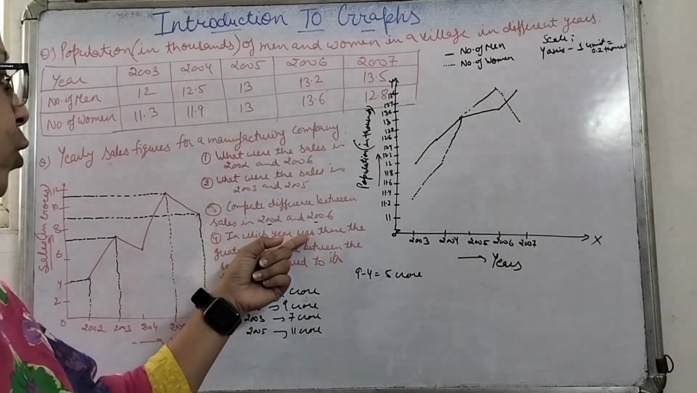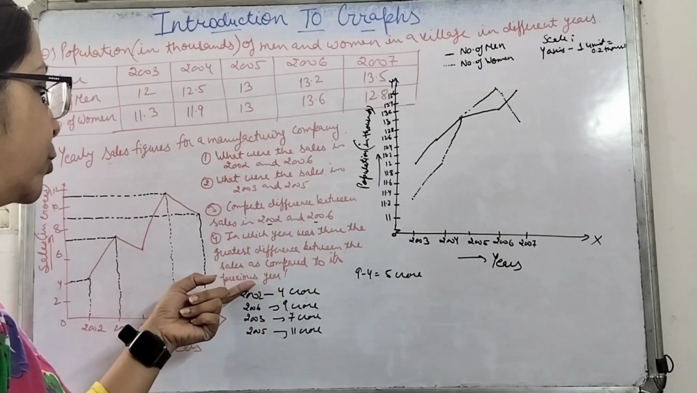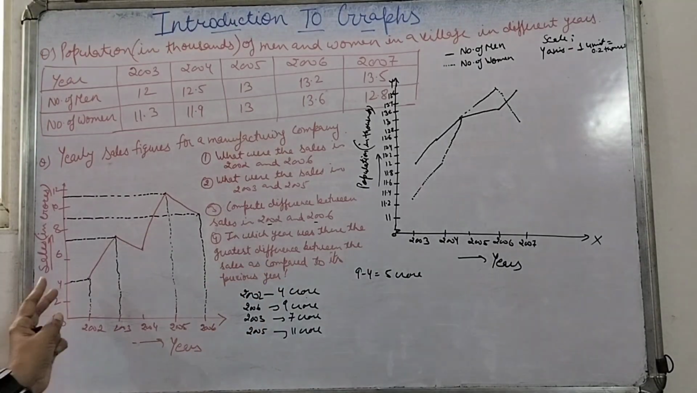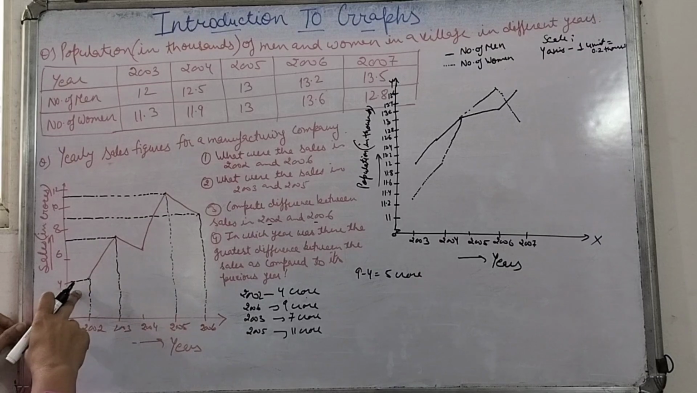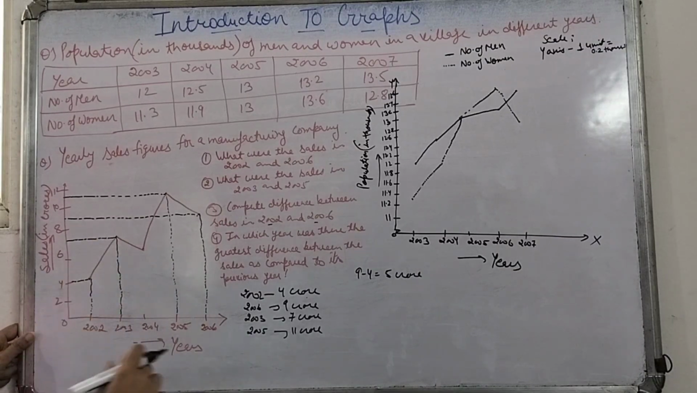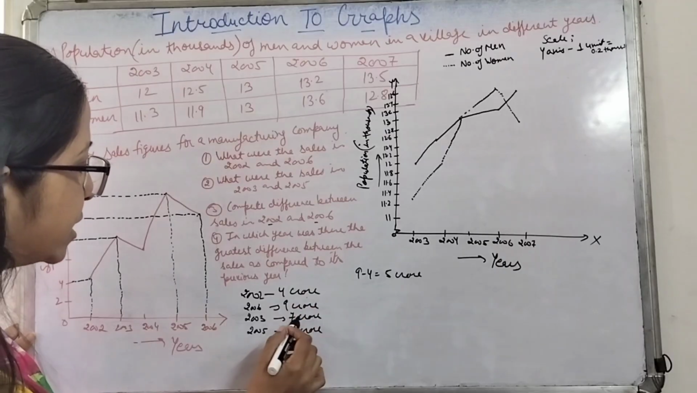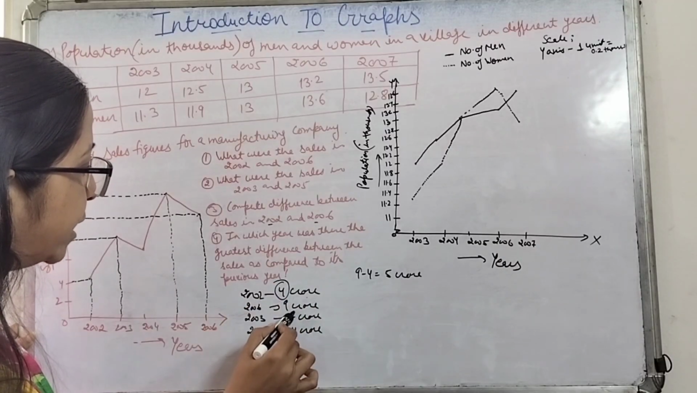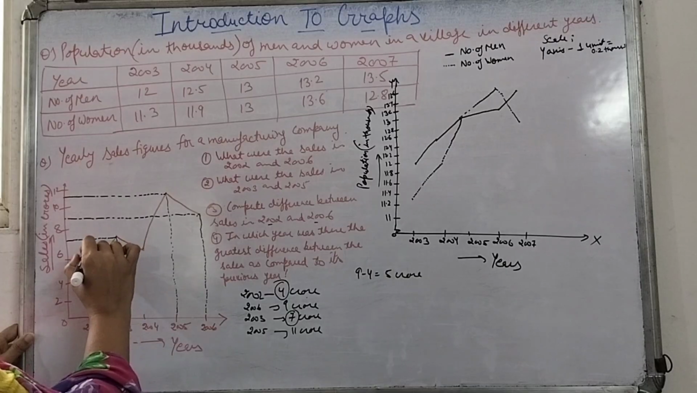In which year was there the greatest difference between the sales as compared to the previous year? So in which year is the difference greatest? Now see, from 2002 to 2003, what is the difference? From 4 crore it changed to 7 crore. So the difference is 3 crores.